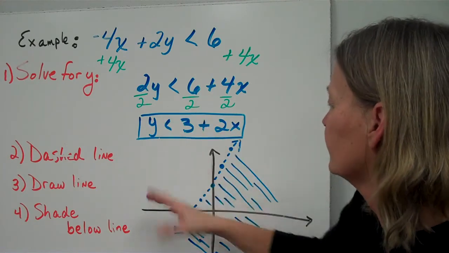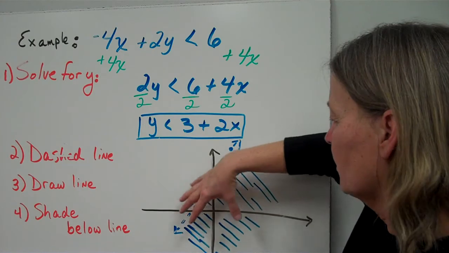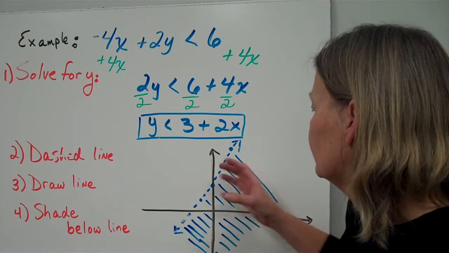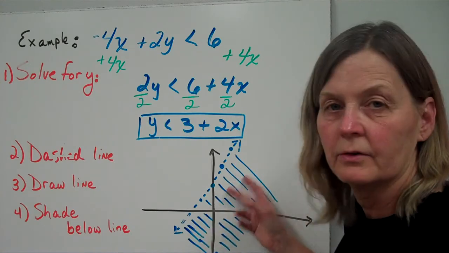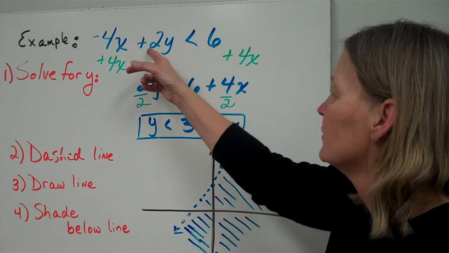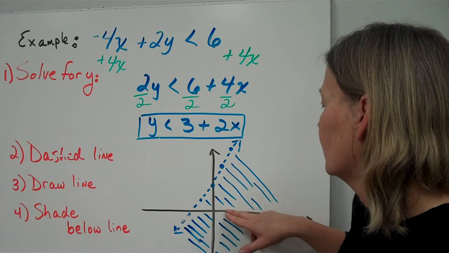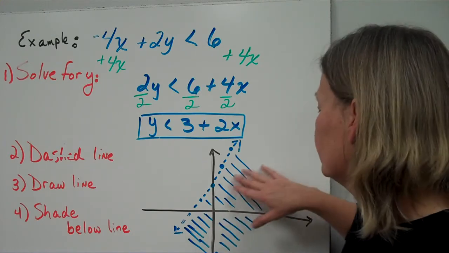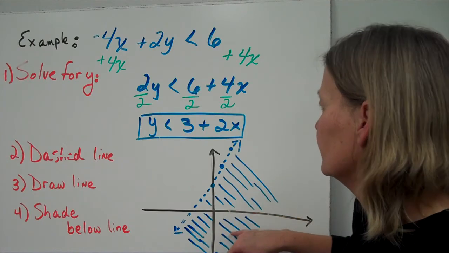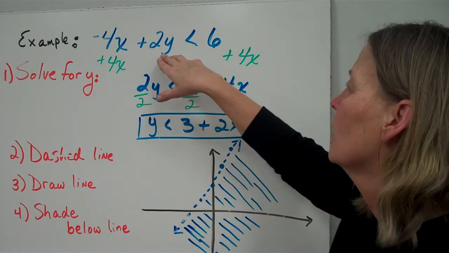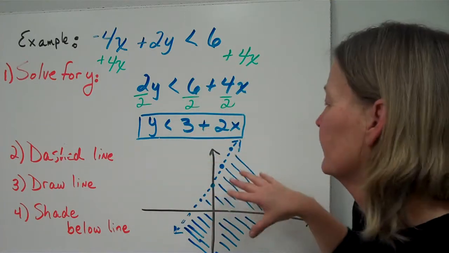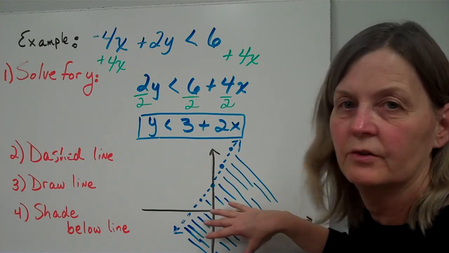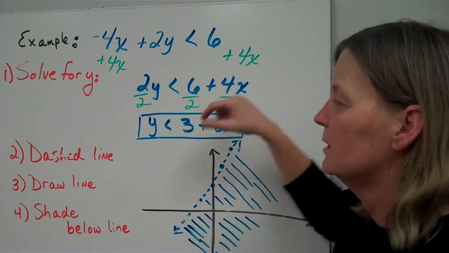A less than is going to be below the line, so all the shading goes below the line. Now the meaning of the shading is to indicate that all these ordered pairs where the shading is would solve this inequality. So for example, (1, 1), (4, 2), (1, -2), all those ordered pairs would be solutions for this problem. So it's a visual representation of all the solutions for that inequality.